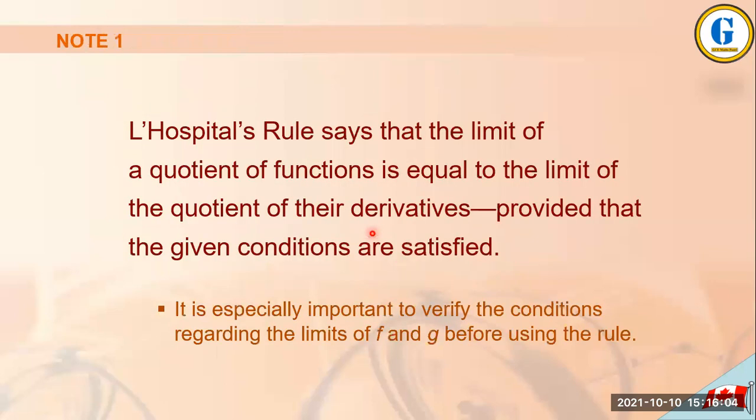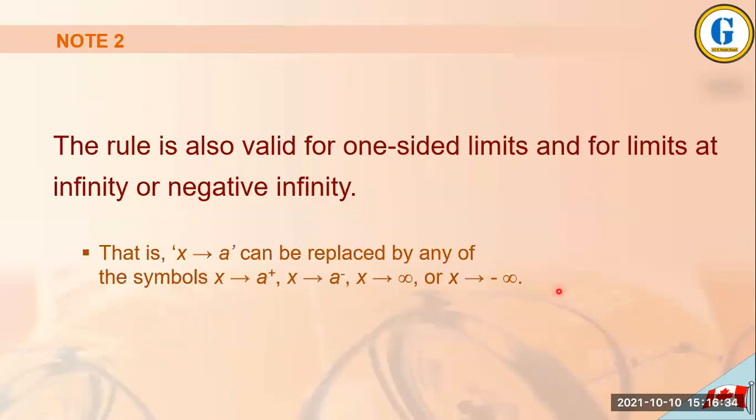Maybe this will not be very clear to you, but L'Hopital's rule says that the limit of a quotient function is equal to the limit of the quotient of the derivatives, provided that the given conditions are satisfied. This is what L'Hopital's rule tells us. So the limit of a function that gives us the form infinity over infinity or 0 over 0 is equal to the limit of the derivative of the numerator over the derivative of the denominator, provided the denominator limit is not equal to 0. That's in simple terms.